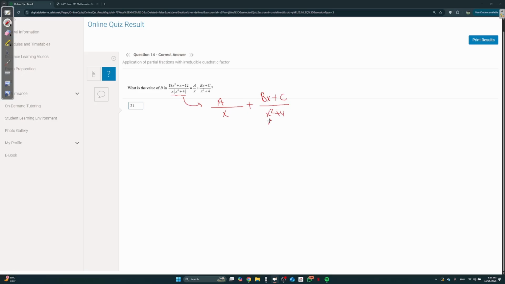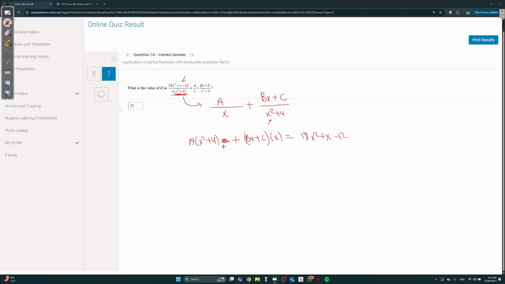All right, so let's form our equation. What do we need for a here? We have the x, we need x squared plus 4, right? So we're going to multiply a by x squared plus 4. The bx plus c, we have the x squared plus 4, we just need an x. So bx plus c, we're going to multiply it by x, and this should all be equal to my original numerator.